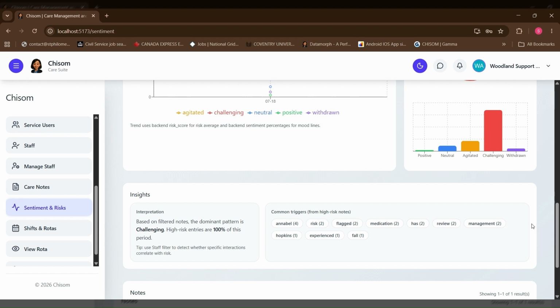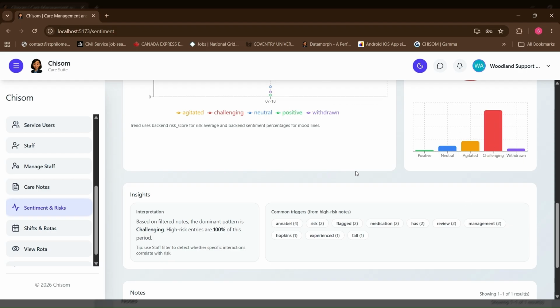Why is this necessary? Because the truth is, in a care setting, you can have up to thousands of care notes in a month. And you can't be reading all those thousands of care notes, they are just too much. So what do you do instead? You need a system that separates these care notes into graphs in terms of positive, neutral, agitated, challenging, and withdrawn. That is it over here.